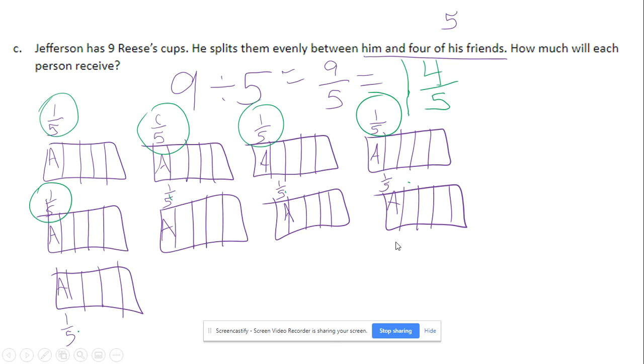All right, let's try the rest on your own. Make sure you check with your answer key when you are done.